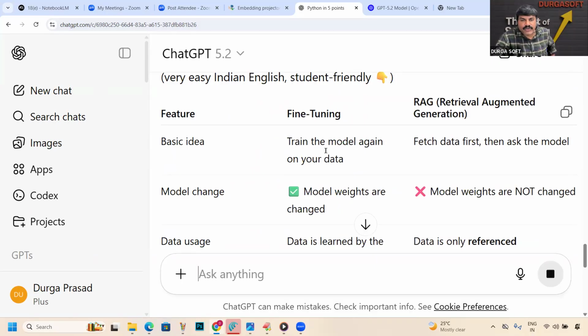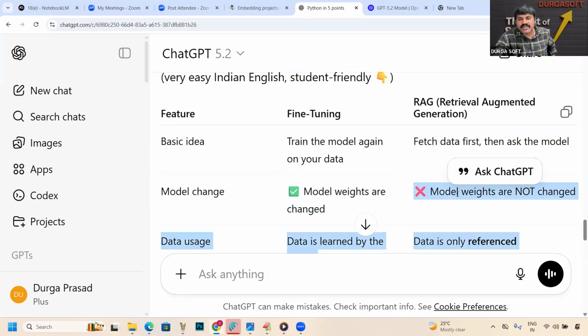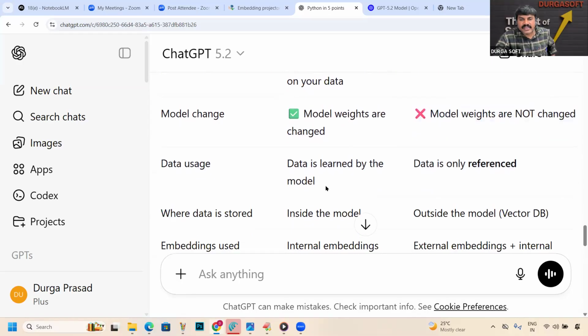Basic idea: fine-tuning trains the model again on your data. RAG fetches data first, then asks the model. Fetching data first means retrieval from our own database, our own documents. In fine-tuning, model weights are changed. In RAG, model weights are not changed because the data is completely outside. Data usage: in fine-tuning, data is learned by the model. In RAG, data is only a reference.